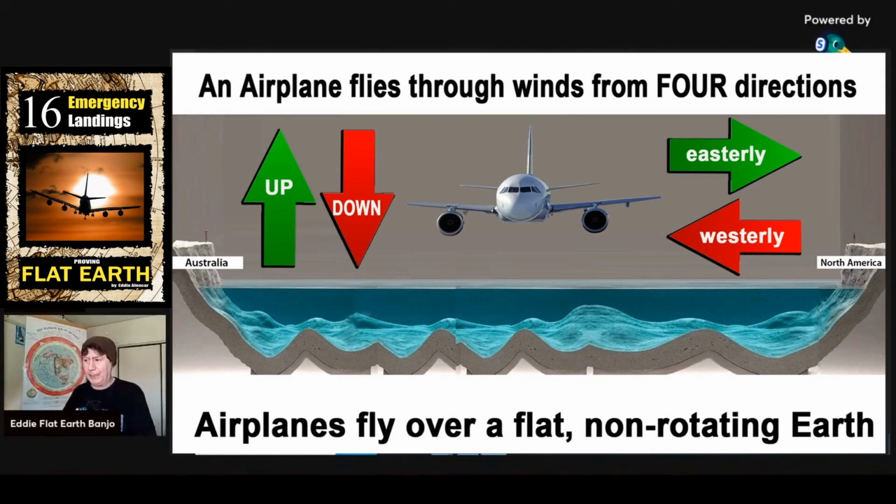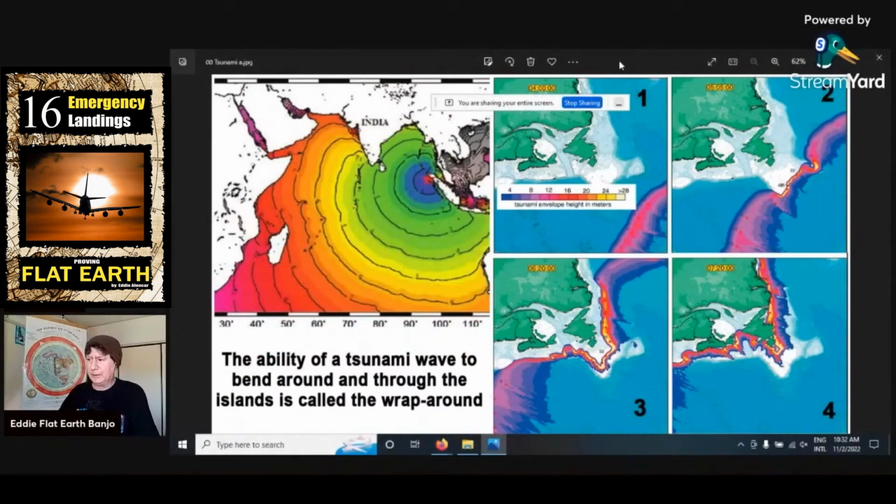And the winds going from east to west, they're called trade winds. An airplane flying straight from south to north has to adjust for the winds coming from both directions. So there's no Coriolis effect due to the rotation of the Earth. So I have to study all that stuff. So what we are looking at here is the tsunami that happened. There was an earthquake in Indonesia about 10 or 15 years ago, a long time ago.